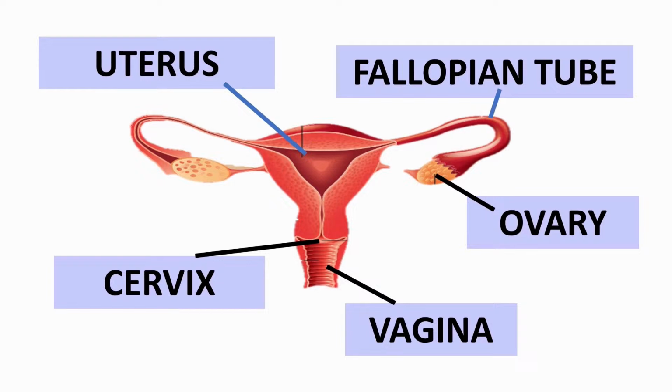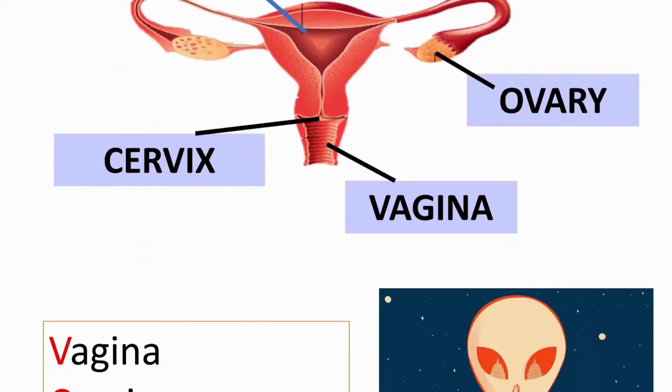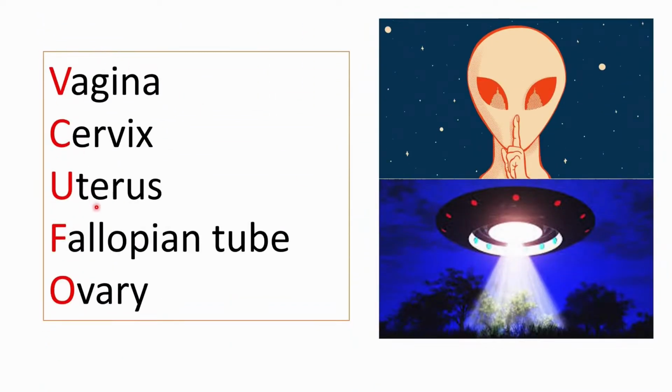Okay, next, let's go through the female reproductive organs before we go to oogenesis. For the female reproductive organs, we start from the vagina, and then you have the cervix. This is our uterus, the fallopian tube, where we have our fertilization, and then lastly there's the ovary. So teacher also has a mnemonic to help you memorize this, which is VCUFO: vagina, cervix, uterus, fallopian tube, and lastly ovary. Okay, so let's proceed with oogenesis.